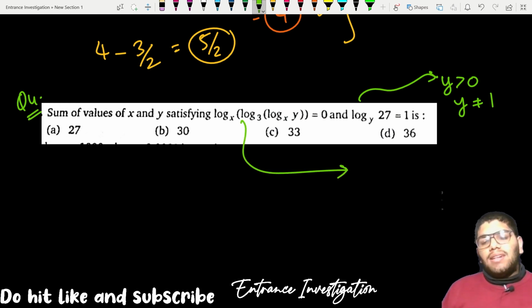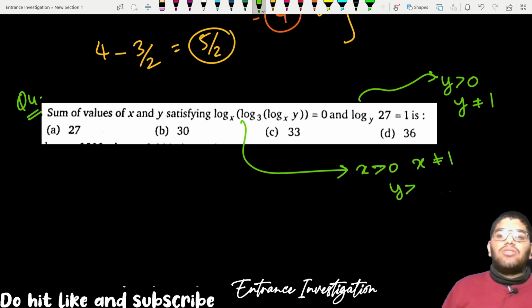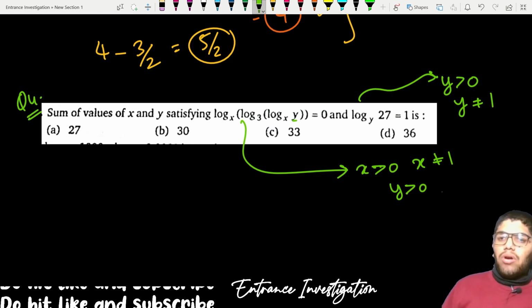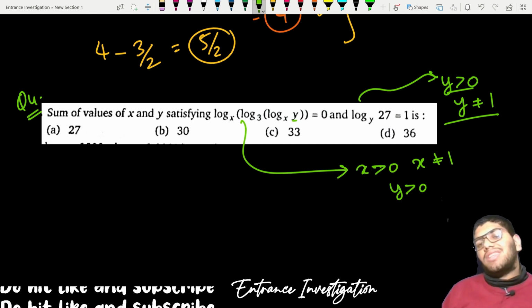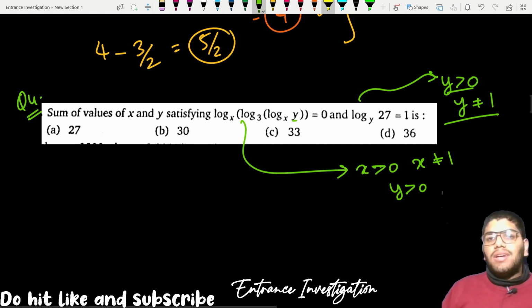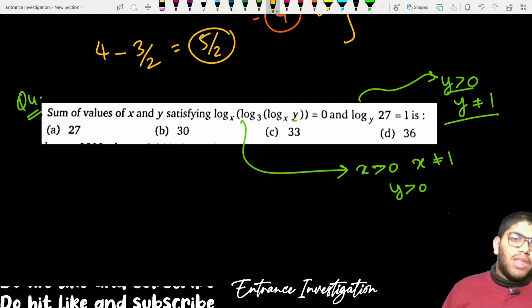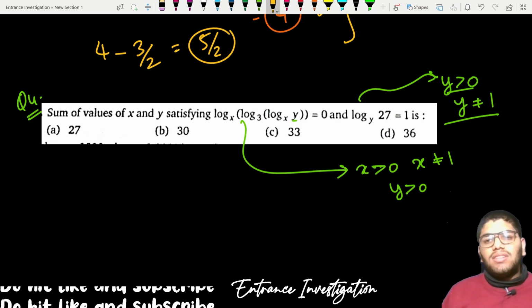Here x has to be greater than 0 and x can't be 1. Y has to be greater than 0. So I am defining this, simple as that. So overall, y has to be greater than 0, y is not equal to 1, x has to be greater than 0, x is not equal to 1. This is what I get from these two equations. Now, on defining the log, I get these things. Now I'll start my calculation.